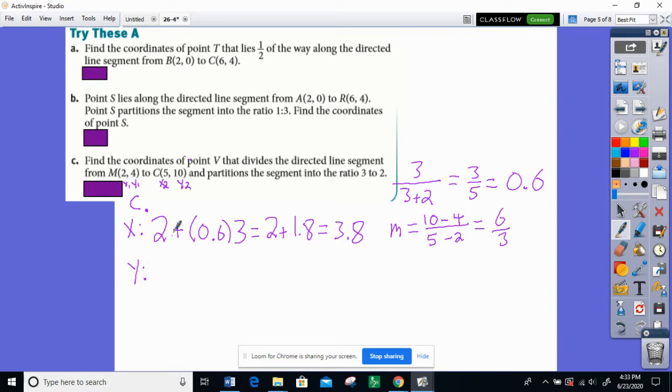We want to do the same thing with the y value. What's the y value where we're starting at point M? 4. We're going to add to that 60% of the rise. How much is the rise? 6. So that's going to be 4 plus 3.6, which is 7.6. So that tells us that the coordinates for point V are the new x value, comma the new y value, 3.8, comma 7.6.